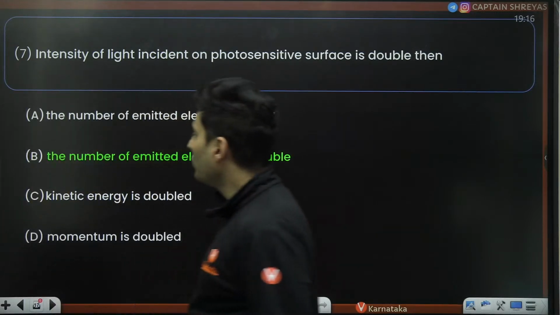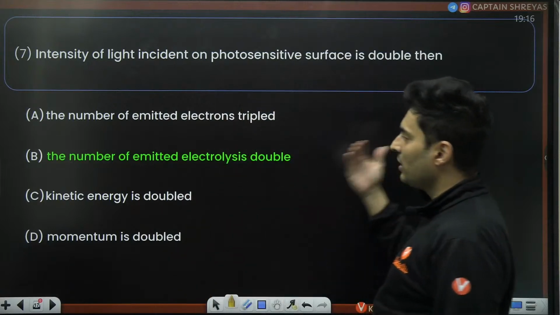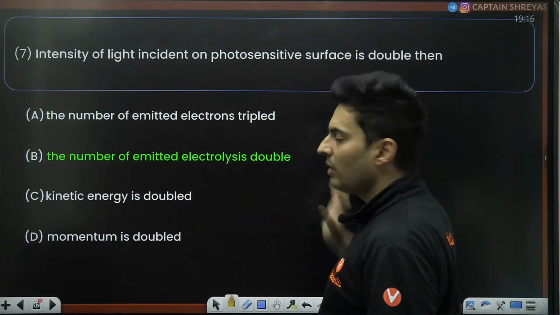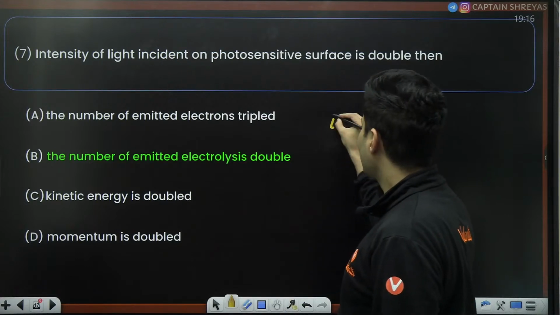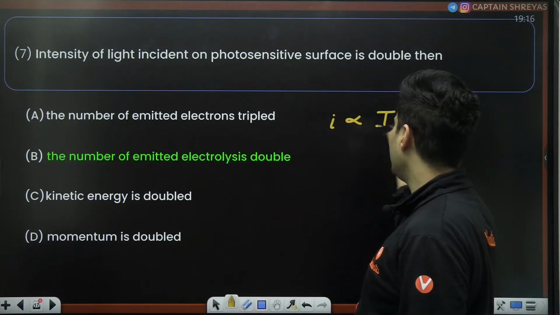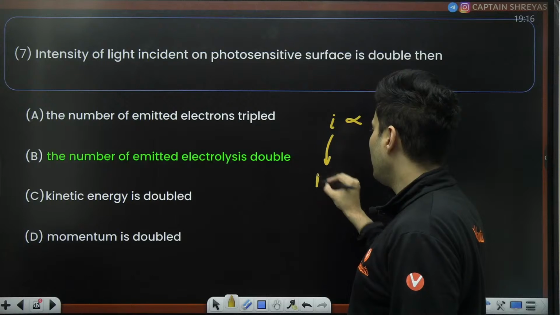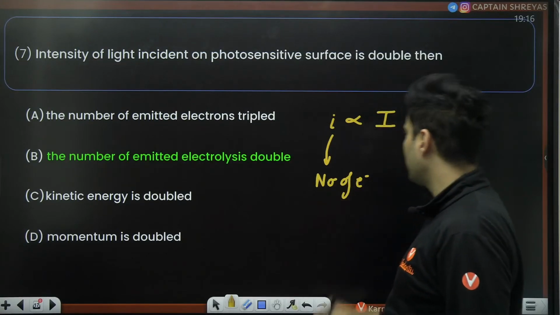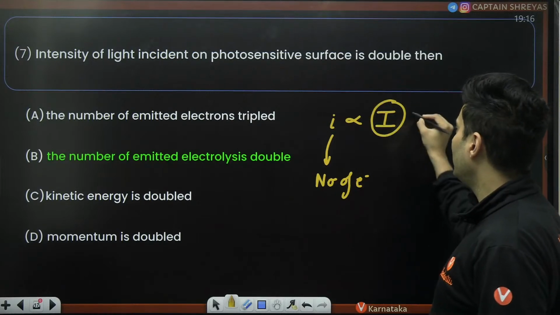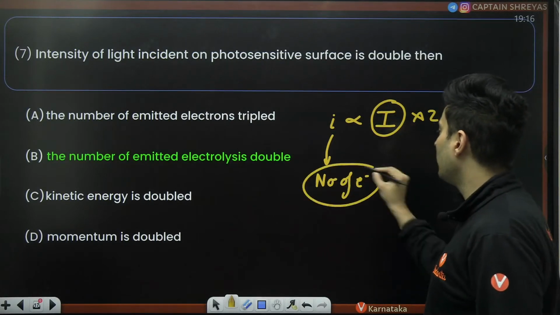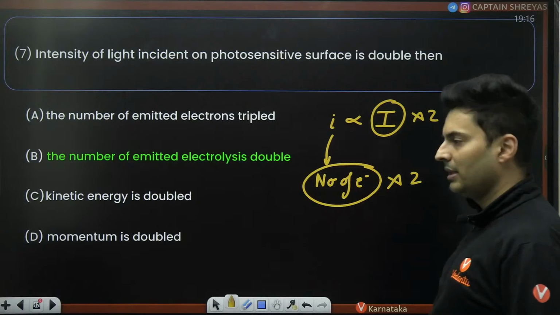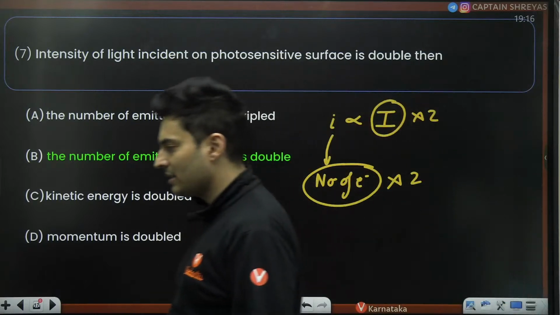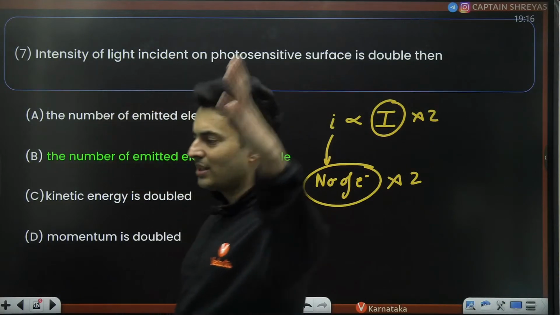Yes, then you will see the number of electrons will also double, because current is directly proportional to intensity and current is dependent on the number of electrons ejected out. When the intensity is doubled, obviously the number of electrons will also be doubled. Hence, that should be the answer B for Basava sir.